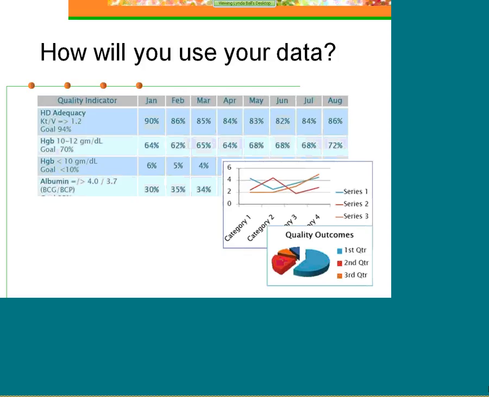So how are we going to use the data that you've been collecting? We're going to take one specific example and walk through that to help you understand what it is that we're looking for. So you can see the adequacy. This table runs from January to August, and so we've got more than 3 data points, so we should be able to get a good look. The goal is listed. For instance, hemodialysis adequacy at KT/V greater than or equal to 1.2. The goal is 94%. And then hemoglobin's 10 to 12. The goal is 70. Hemoglobin's less than 10. The goal is less than 10, and so on.